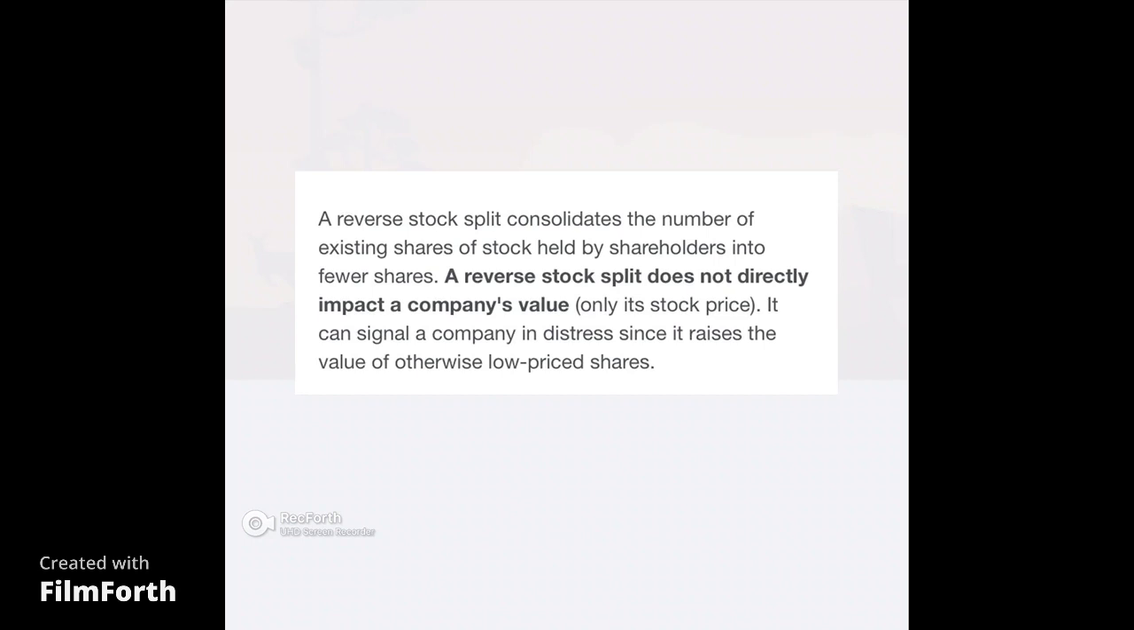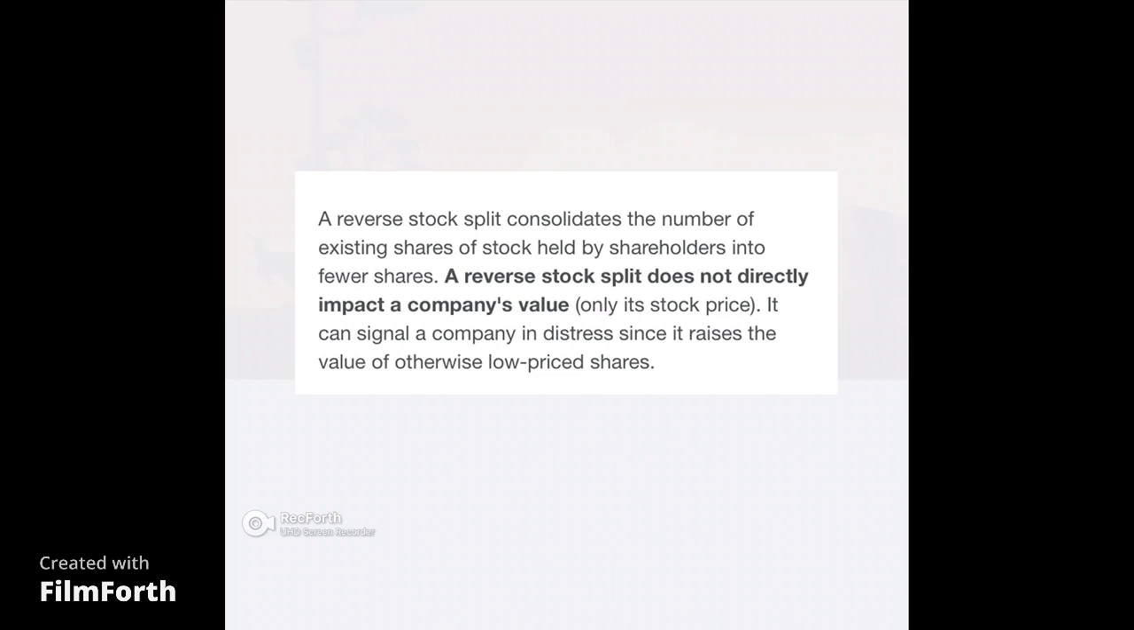A reverse split is the opposite of a stock split. When a company like Apple does a stock split, they're essentially taking their shares that are somewhat expensive. Let's say Apple's at $150 and they're going to do a 3-for-1 split. That means for every share you own, you'll now own 3 shares at $50 each instead of 1 share at $150.